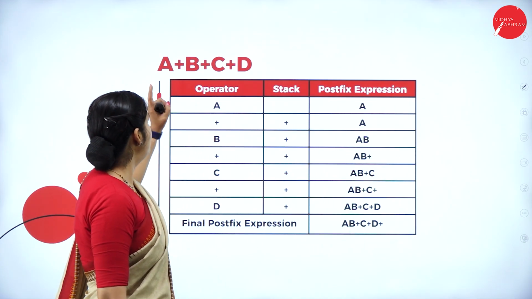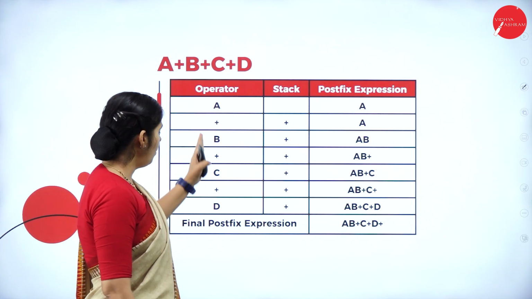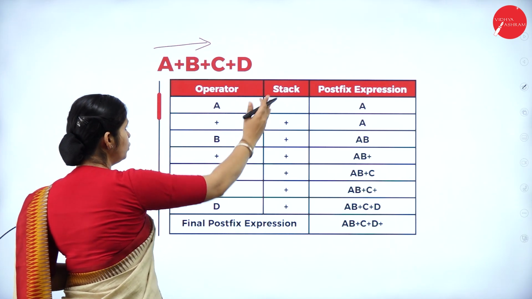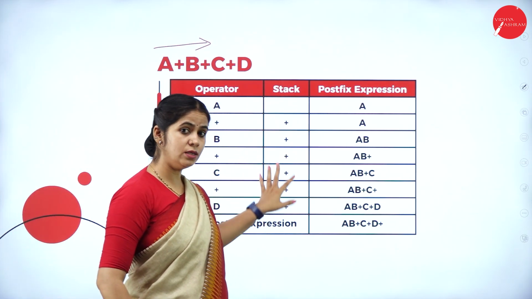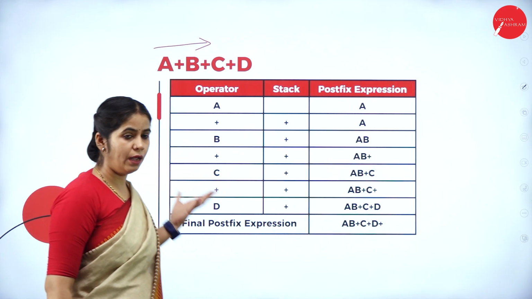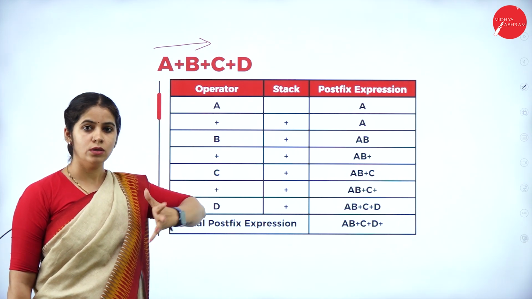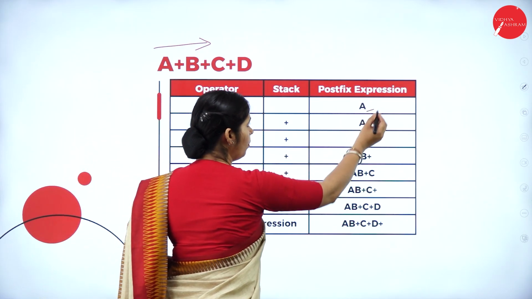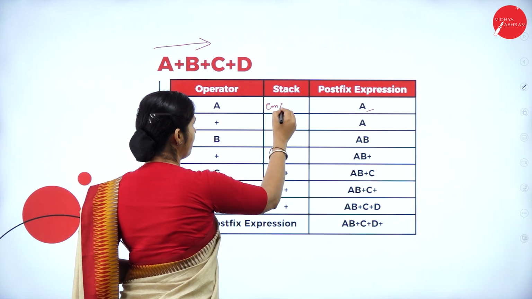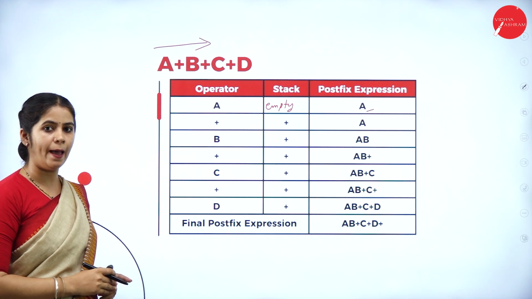So we have A plus B plus C plus D. This is the expression we have. Here all the operators are moving from left to right. So let us see how the operators within the stack will be printed and how the postfix expression will arrive. First we have an operand, so we have to print the operand as it is. The stack is empty. We have printed the operand A as it is.